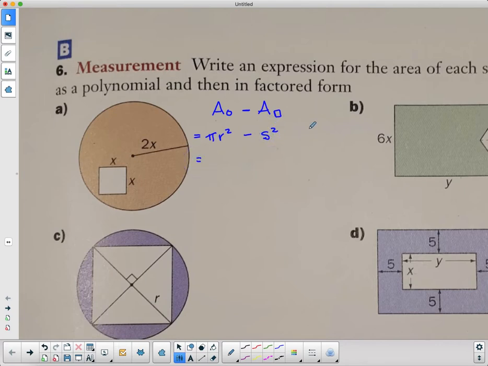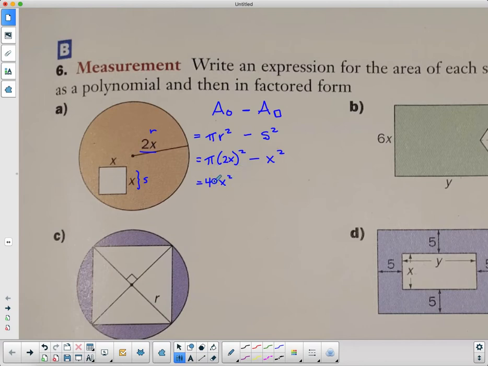All we need to do here is to put in the dimensions that we were given, and the radius of the circle is given as 2x, so that's what we're going to put in for our r, and the side length of the square is given as x, so that's what we're going to put in for our s. So here we're going to go pi (2x) squared minus, and since s is just x, this will just be x squared. Now remember your rules of exponents. This 2 belongs to both of those things in there, so I have to square each of these. So when I square the 2, I'm going to get a 4, and when I square the x, I'm going to get an x squared.